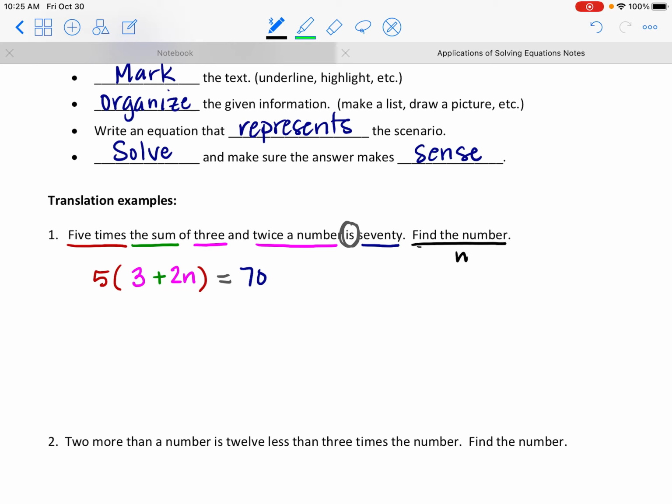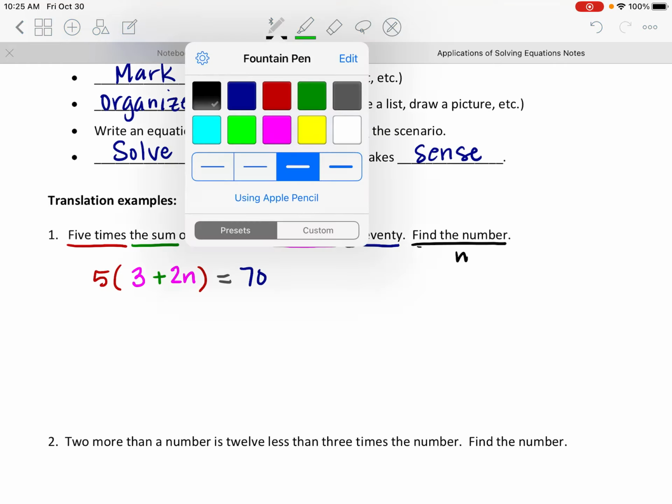Okay, so 5 times, again, 5 multiplied by the sum. The sum means we're adding whatever we're multiplying by 5, and the things we're adding are 3 and twice our number. So 3 and 2n, twice our number, is our equal sign, and then 70. And now we have our equation to solve.